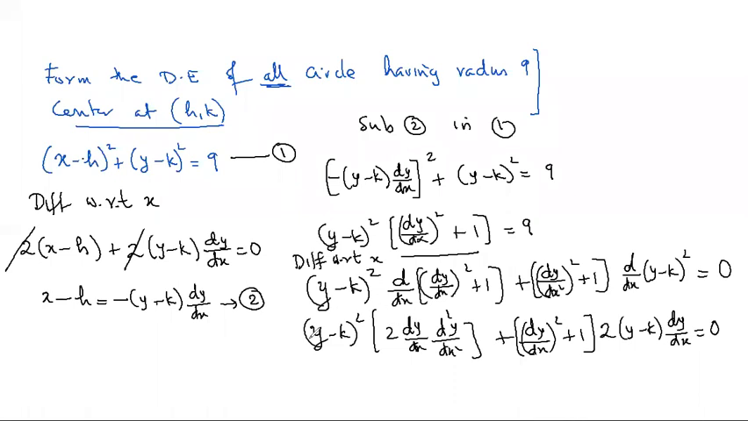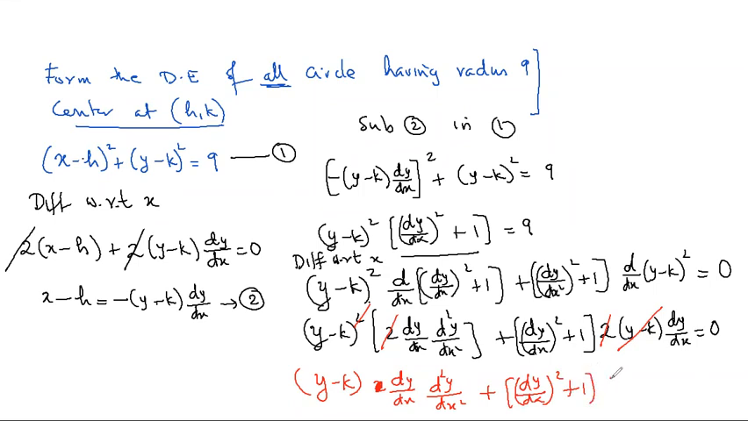If I divide by y minus k, one power I can cancel off. Now I'll make y minus k the subject. So what will be here? 2 dy by dx into d2y by dx2. And this 2 also will get cancelled, since I divided by 2. And this will be dy by dx the whole square plus 1 into dy by dx equal to 0.